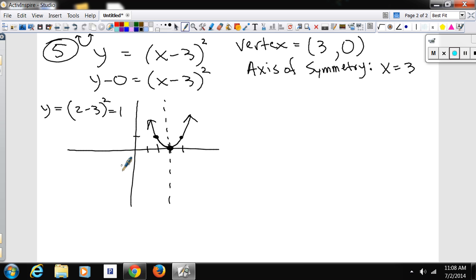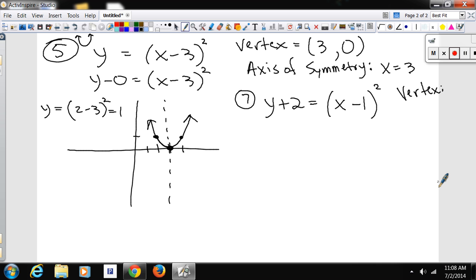Let's do 7. You guys can do 6. Let's try 7. We've got y plus 2 equals x minus 1 squared. So first off, let's see if we can find our vertex. Think about what would make each one 0. What would make each side a 0? A negative 2 for the y value. What would make the x value become 0? Positive 1. There's your vertex. Your axis of symmetry is x equals 1. That's going to be your axis of symmetry.